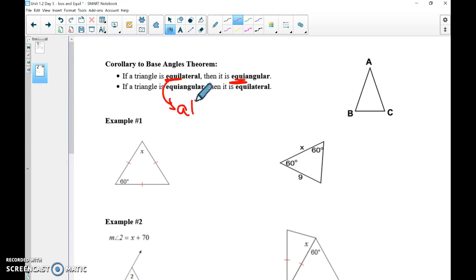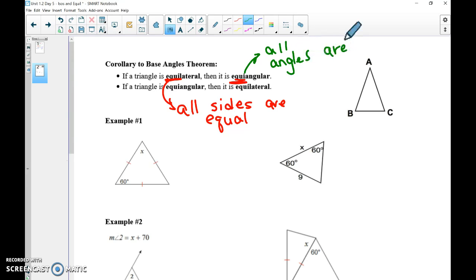So I'm going to write that down here. All sides are equal. Equiangular means that all the angles are equal. All angles are equal.